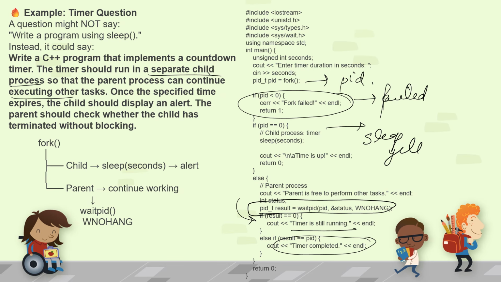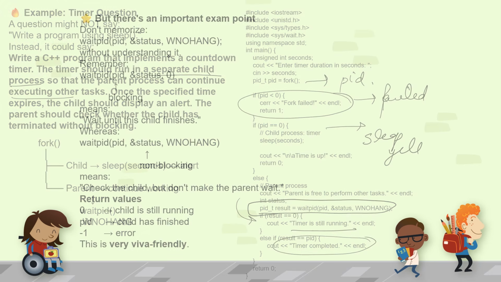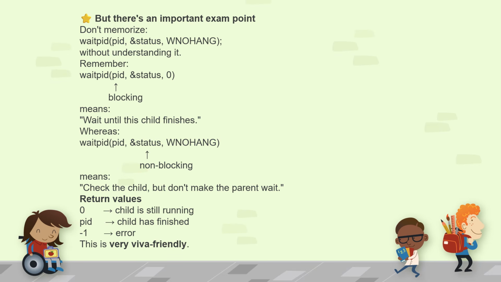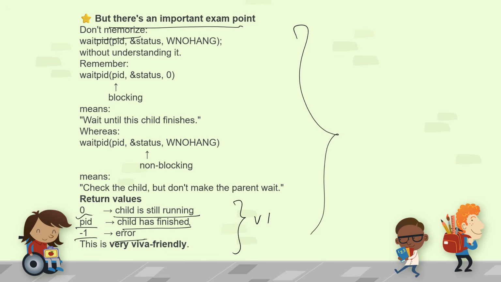Understanding the question rather than memorizing will help you make the solution in just seconds. But there is an important exam point. You don't have to memorize them. Just understand that the return value 0 means the child is still running, PID means the child has finished, and -1 means error. This is for your Viva.